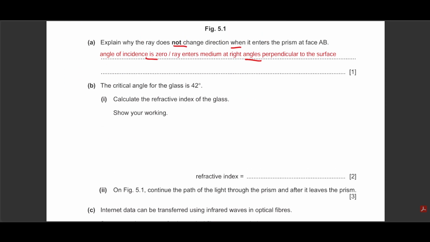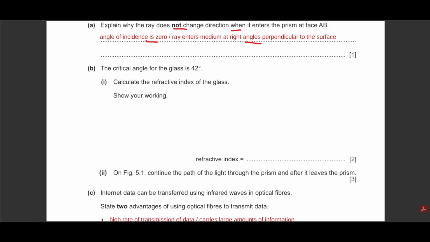He says the critical angle is this much. Calculate the refractive index. A very straightforward formula. n equals 1 divided by sine of C. n equals 1 over sine of 42. If you calculate this properly, your answer is going to come out as 1.5. So refractive index is 1.5.